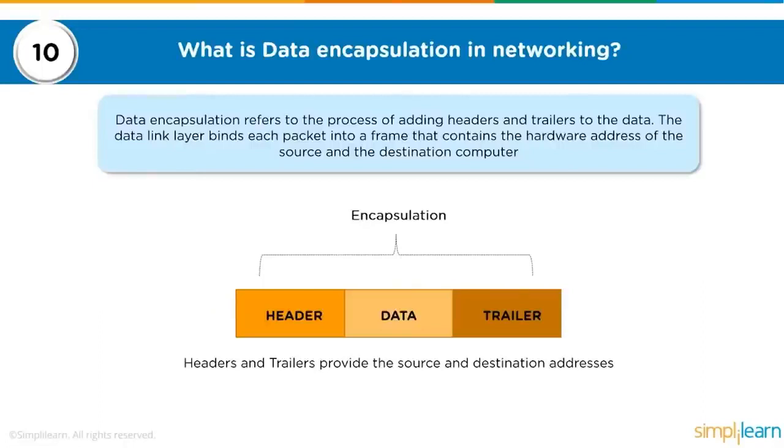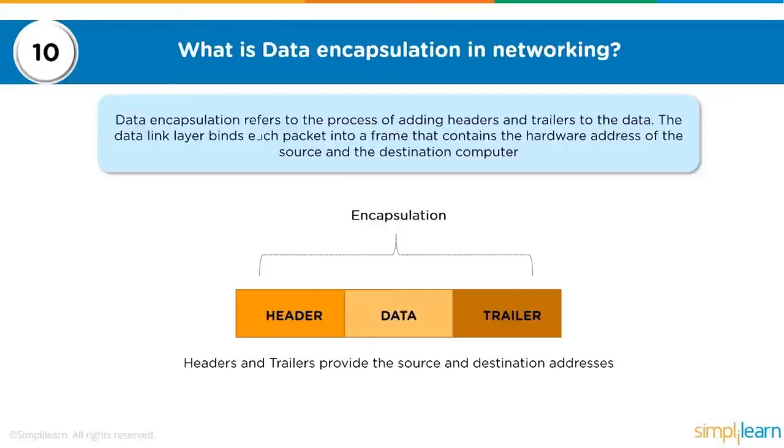Then the last question for the networking section, what is data encapsulation in networking? Data encapsulation refers to the process of adding headers and trailers to the data. The data link layer binds each packet into a frame that contains the hardware address of the source and the destination computer. So in this example, when you're talking about data encapsulation, we have talked about how data that has been created by the application layer would have a header and a trailer that will give the various informations of where that data needs to be sent.